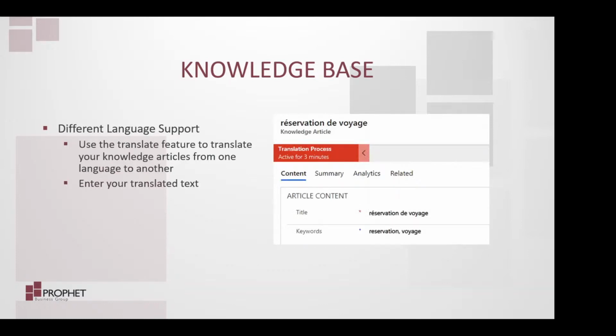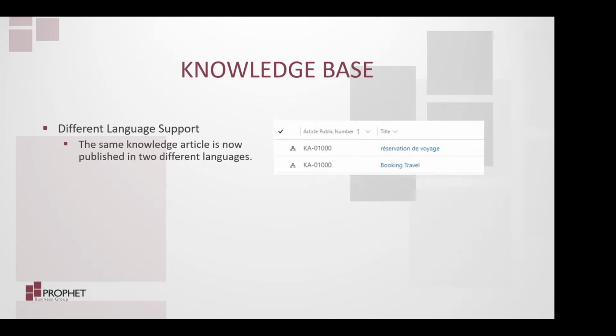D365 includes different language support. You can use the Translate feature inside D365 to create the same knowledge base article in a different language where you can provide the text from the different language. Once published, you then will see that we have the same article number, just in two different languages.